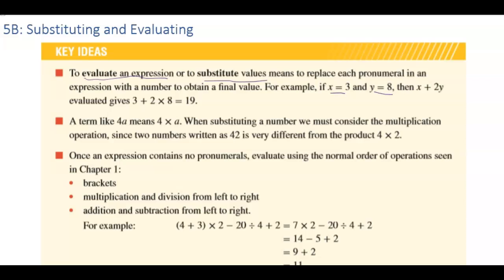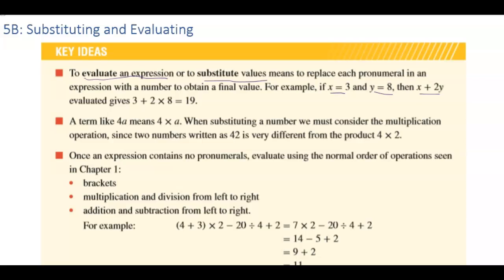Okay, so that could be anything. Could be x equals 2, y equals 1, but in this case we're letting x equal 3 and y equals 8. So for your expression x plus 2y, we're just going to put these values in. So everywhere we see x, we put the number 3, and everywhere we see y, we put the number 8. So you can see here, instead of x, I have 3, and then instead of 2y, I have 2 times 8. So evaluating that is 3 plus 2 times 8, which is 19.